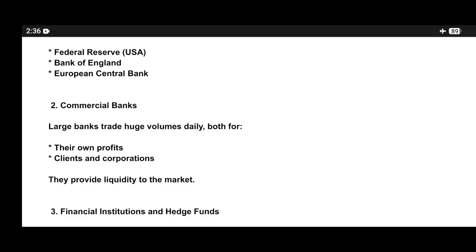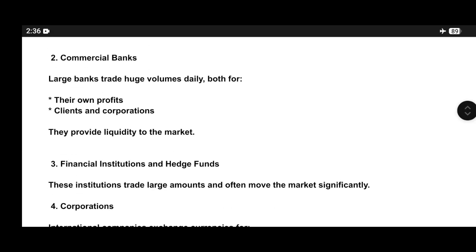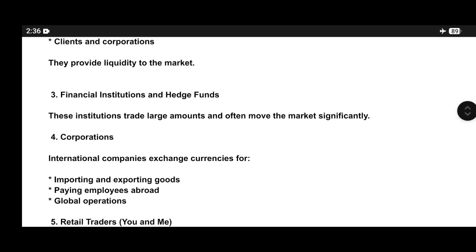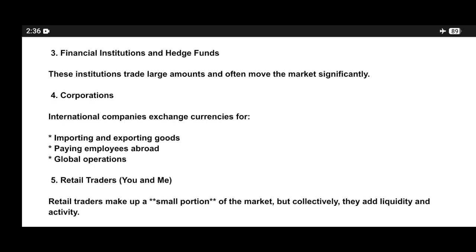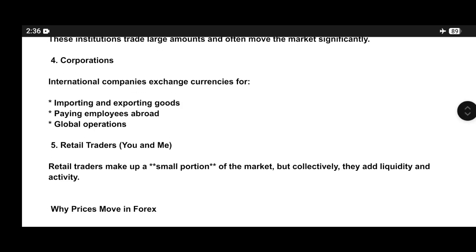Yes. Third one is financial institutions and hedge funds. These institutions trade large amounts and often move the market significantly. Then we have number four, corporations. International companies exchange currency for importing and exporting goods, paying employees abroad, and global operations. Then we have retail traders, you and me. Retail traders make up a small portion of the market, but collectively add liquidity and activity.